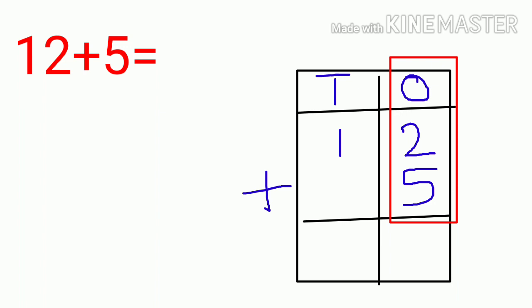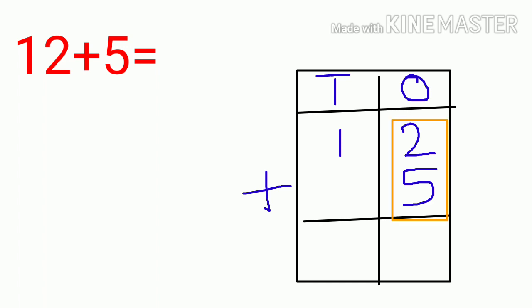So let us add the ones. Tell me children, which are the numbers comes in ones column? Yes, 2 and 5. So let us add 2 and 5. We know 2 plus 5 is equal to 7. So we can write the number 7 in ones column.